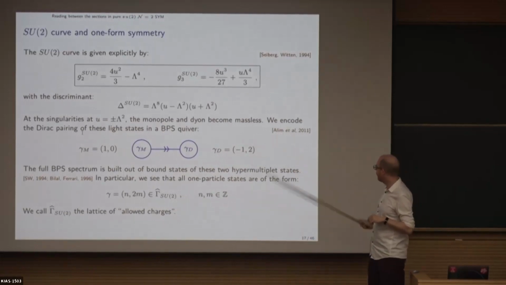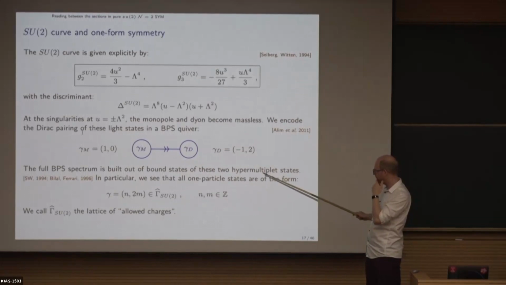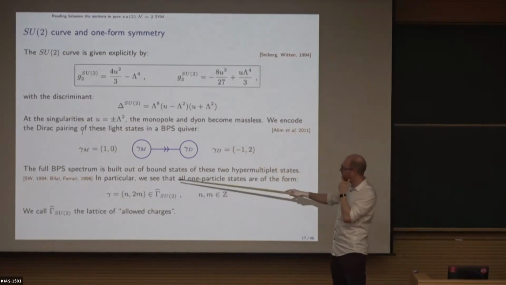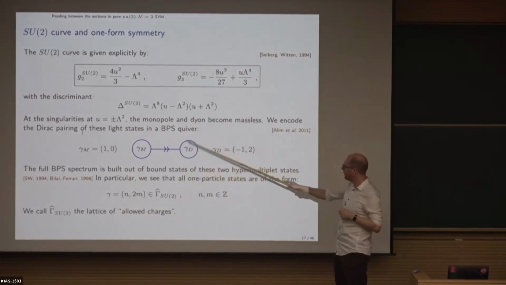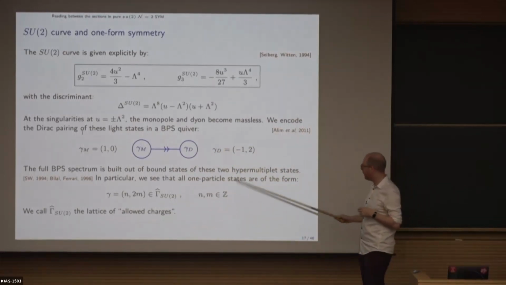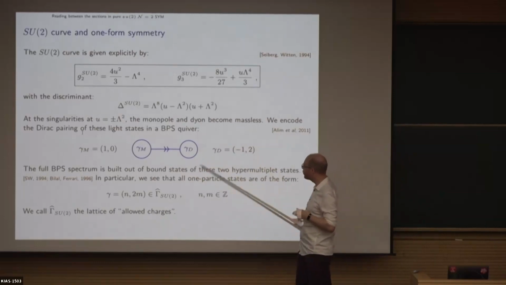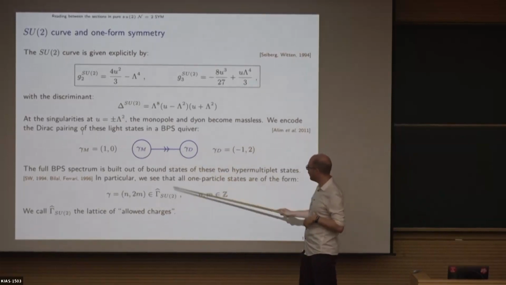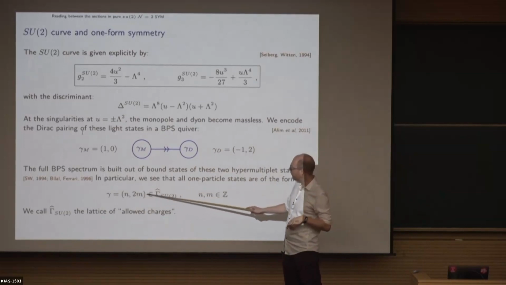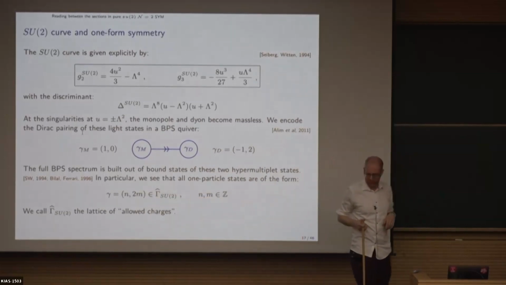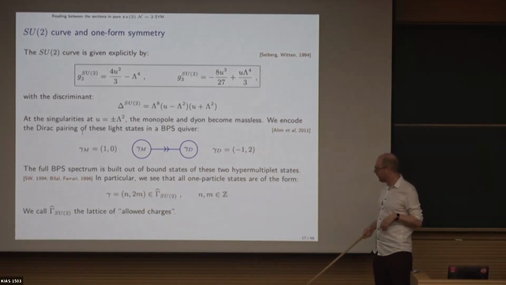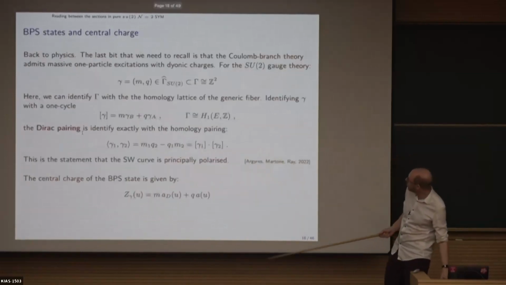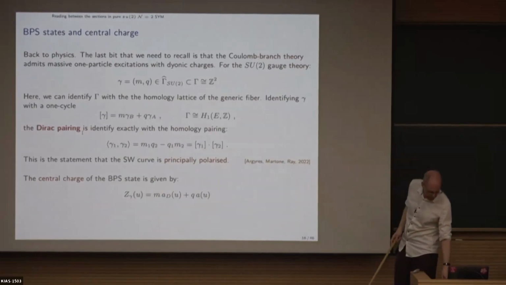So this is called a BPS quiver, as discussed by Alim, many people, Cecotti, Cordova, Vafa, others, 10 or 12 years ago. And why this is convenient is because the full BPS spectrum can be built out of bound states that you can think of in terms of quiver representation theory. But all we care about for now is that all the states that could potentially appear in the theory, the so-called allowed charges, will be bound states of those. So in particular, you see that because there is a 2 there, all the states will have even electric charge. So this is my gamma hat, which is, as we said before, a subgroup of the full homology lattice where m and q are integers.